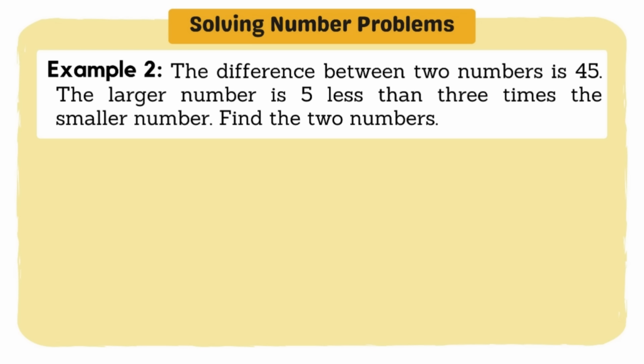Okay, let's have example number 2. Let's read. The difference between two numbers is 45. The larger number is 5 less than 3 times the smaller number. Find the two numbers. So ano po yung hinahanap natin? Dalawang numbers. Okay, and then the first statement says the difference between two numbers is 45. We can use this in the equation. The second statement says the larger number is 5 less than 3 times the smaller number. We can use this in the representation.